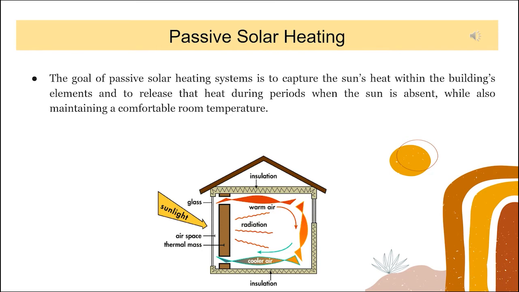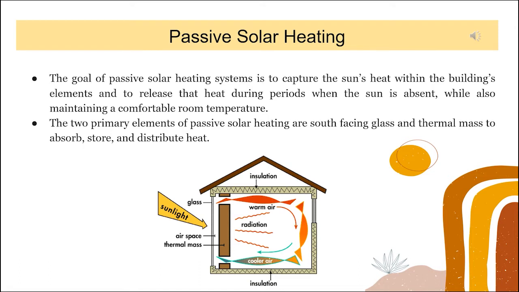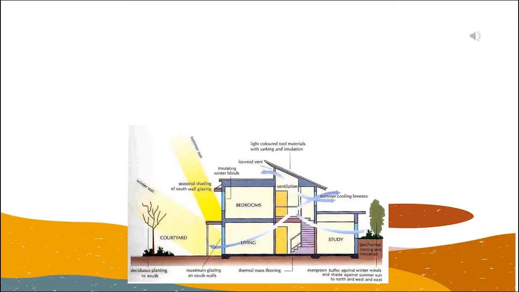The goal of a passive solar heating system is to capture the sun's heat within the building's elements and to release the heat during periods when the sun is absent, while also maintaining a comfortable room temperature. The 2 primary elements of passive solar heating are south-facing glass and thermal mass to absorb, store, and distribute heat. The second one is passive solar cooling.